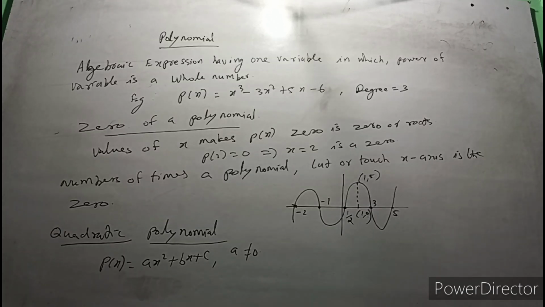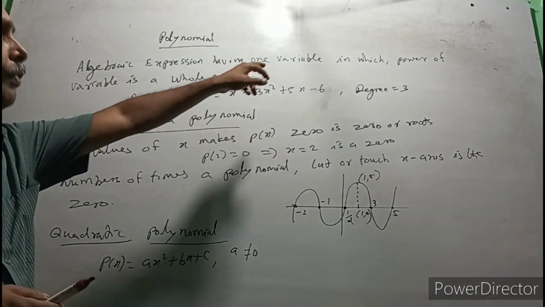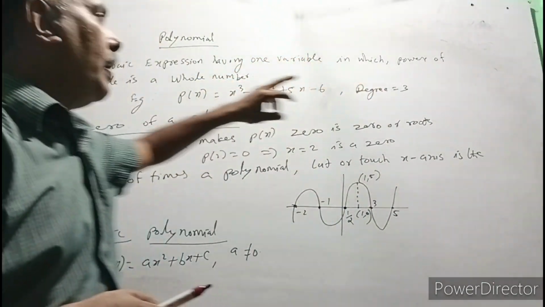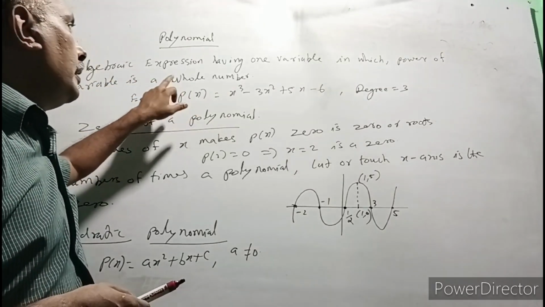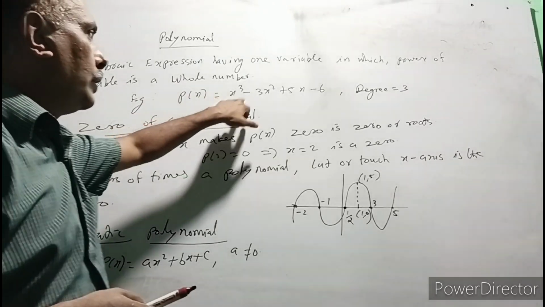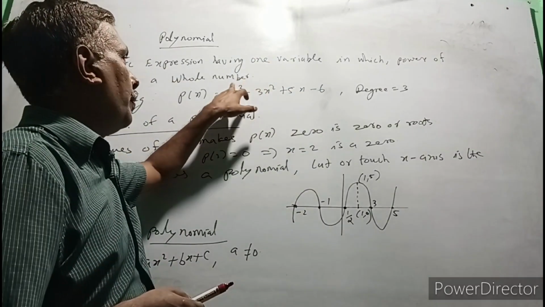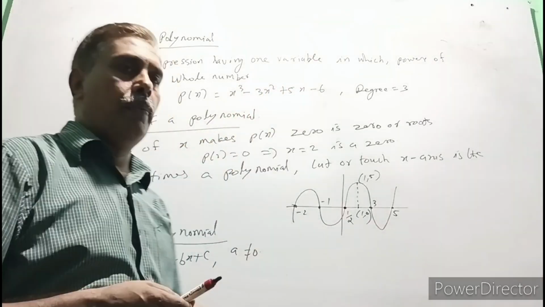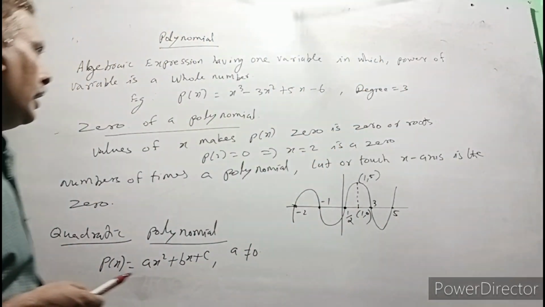Now let's see polynomials, chapter number 2. An algebraic expression having one variable in which the power of the variable is a whole number, which we learned in 9th standard, is called a polynomial. Example: p of x equal to x cube minus 3x square plus 5x minus 6. All these variable powers must be whole numbers, and the highest power is the degree, which you learned in early classes.